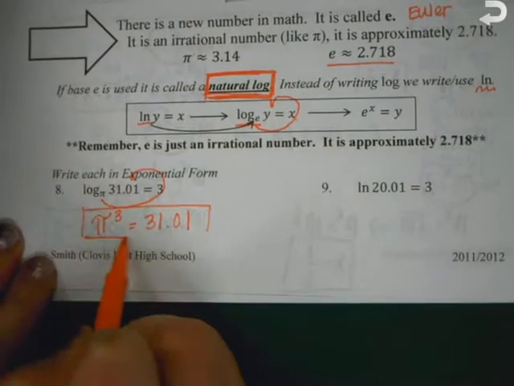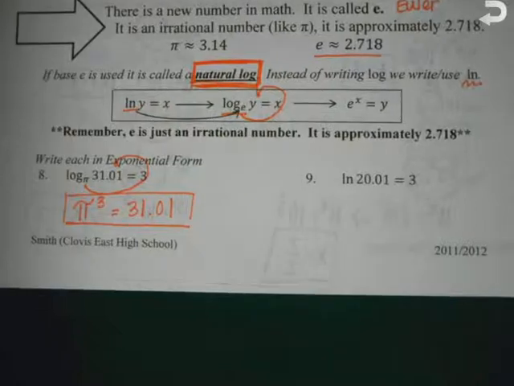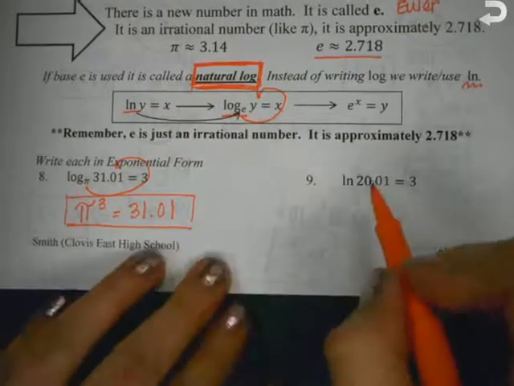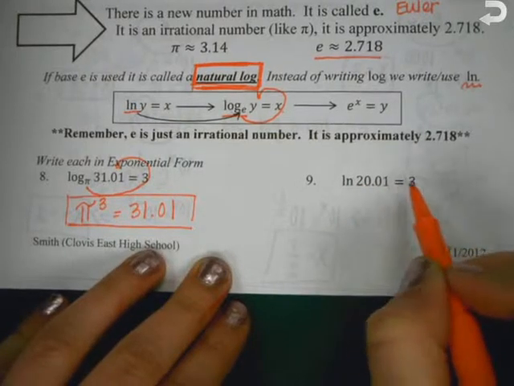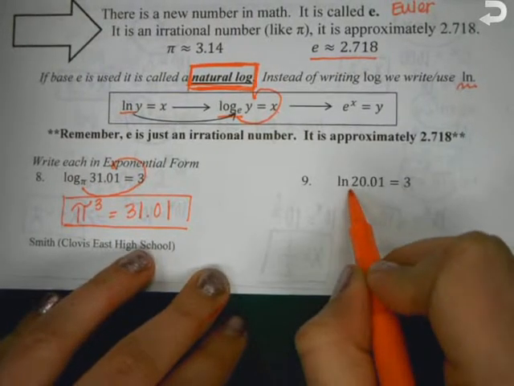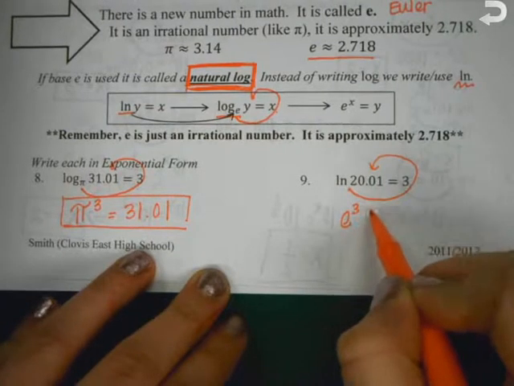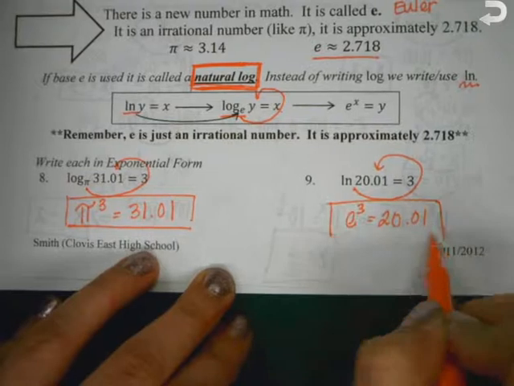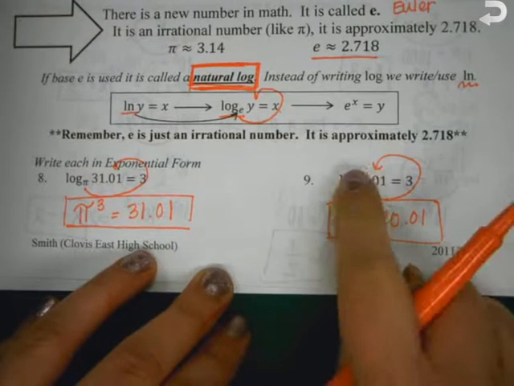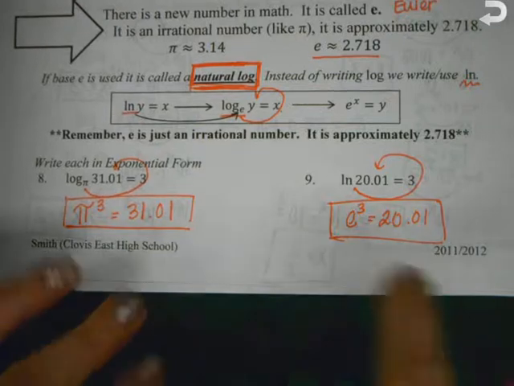So for number 9, I have a natural log of 20.01 equals 3. So what's my base going to be? E. So that's going to be E to the third equals 20.01, and that's your answer. So anytime you see natural log, it's just like when we see log with no base, always has base 10. Natural log always has base E. Just something we have to know. So that's natural log and all that good stuff.